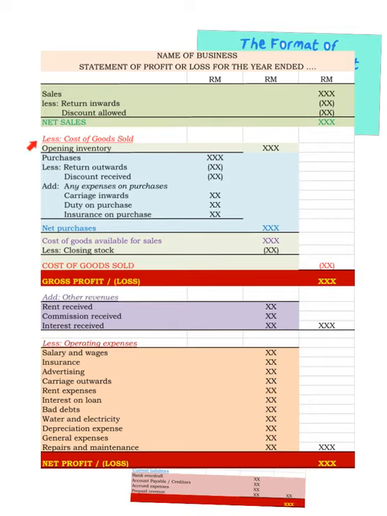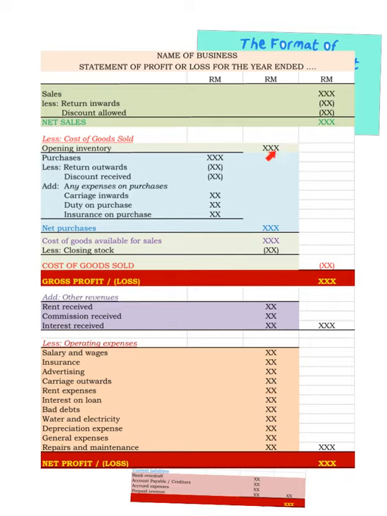Then as you can see here, we have the second part, the blue part here. This is where we are going to calculate our cost of goods sold. Cost of goods sold is the cost that you have to incur for all the sales that you have already made during the period. We start with opening inventory. You can see in your trial balance, the opening inventory amount is given. So opening inventory, you take it to your third column here.